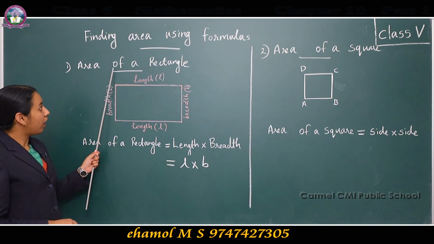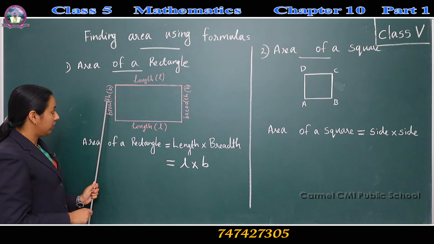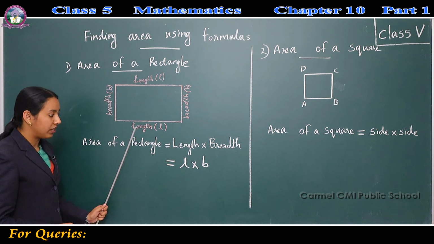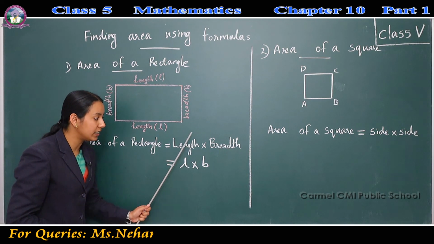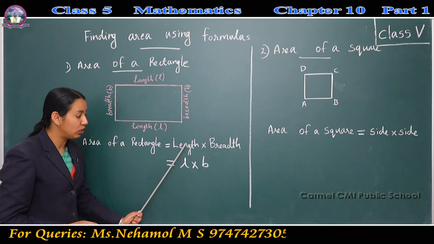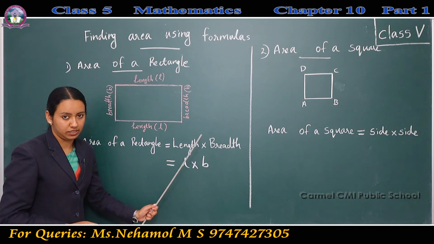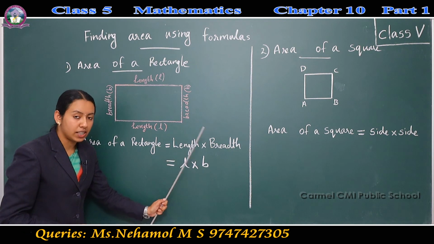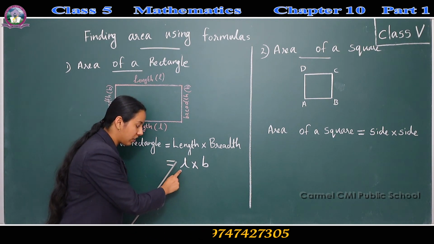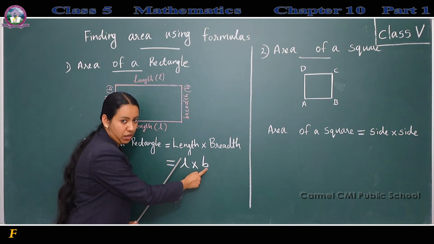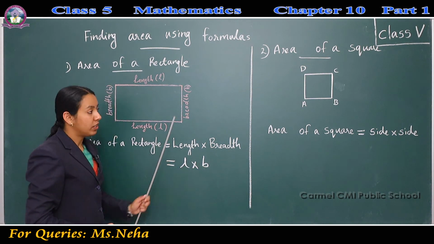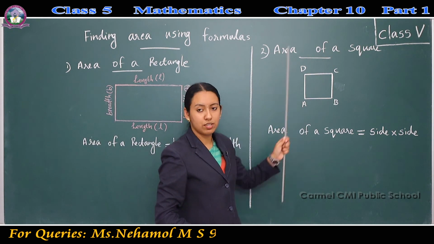First one, area of a rectangle. This is a rectangle, length is there, breadth is there. Area of a rectangle is equal to length into breadth. Product of length and breadth gives area of a rectangle. In short, we can write L into B, where L is the length, B is the breadth.